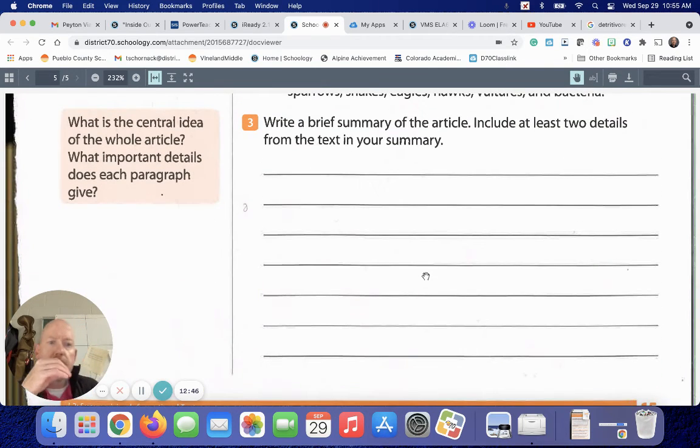And then, what's the central idea of the whole article? What important details does each paragraph give? As a class, we're going to write a brief summary of the article, and we're going to include at least two details from the text in your summary. Since we may not have enough lines, I'll probably skip over, and we're going to write all that together.